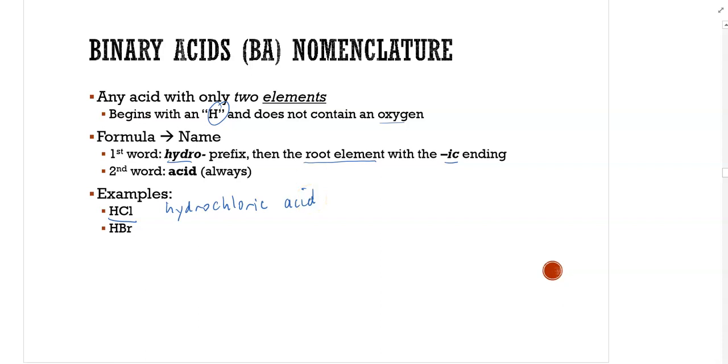And then the second example, HBr, is hydrobromic acid. Again, putting this into context, if I give you no prompting, you should be able to identify this as a binary acid because it's H and then one other element. So we follow this pattern of hydrobromic acid.